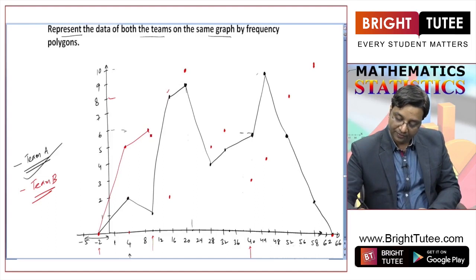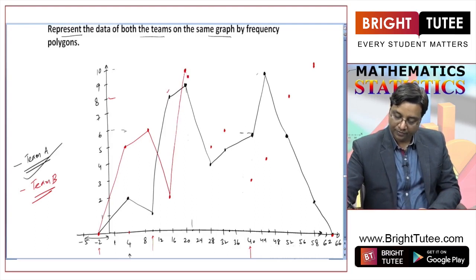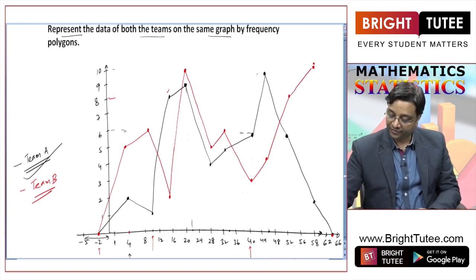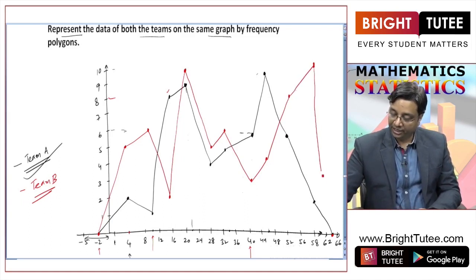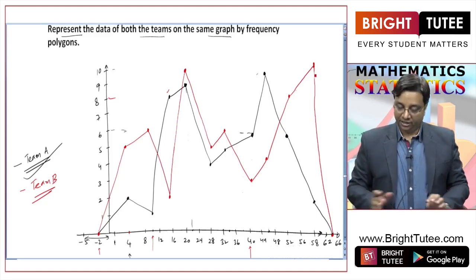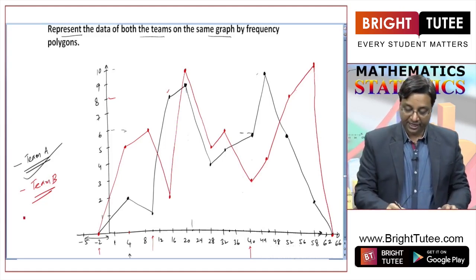It will be here. Right, you need to join these by using straight lines. So you will use a scale to do that. I am drawing just a rough diagram for your understanding. So these are the graphs for team A and team B.